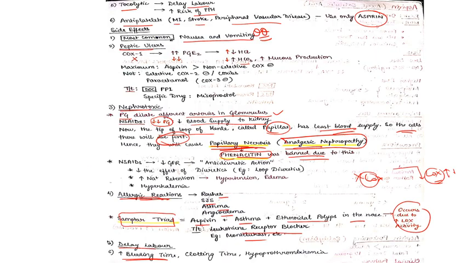So once again revising, the most common side effect is nausea and vomiting. Then peptic ulcer is there. Then it is also nephrotoxic in nature, leading to papillary necrosis. It is also responsible for causing allergic reactions. It is also responsible for delaying labor and increasing bleeding time.